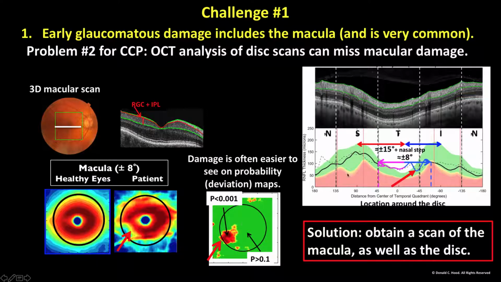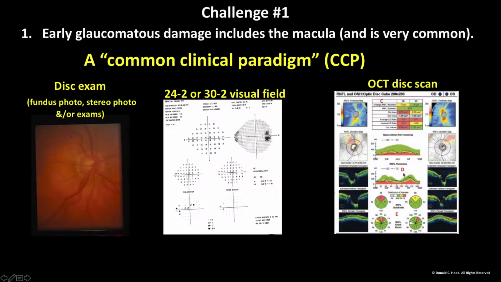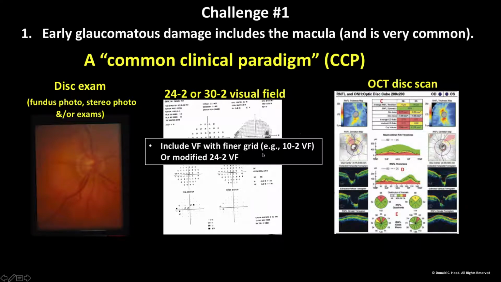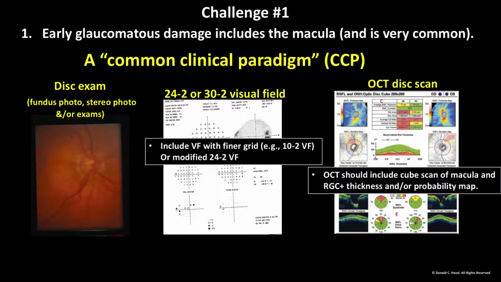That defect there is this right here. Okay, so early glaucomatous damage includes the macula and is very common. And the recommendation here is you want to include a visual field with a finer grid, a 10-2, or a modified 24-2, which is actually becoming available for the Humphrey machine.